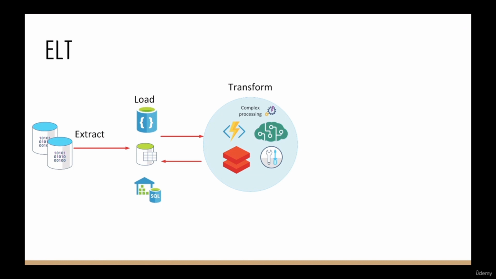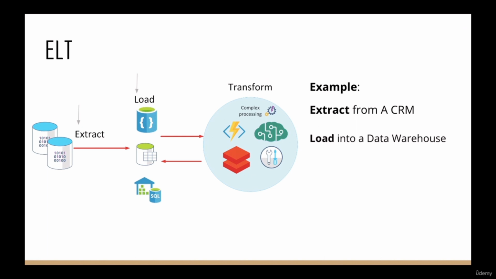So as we said, the E stands for extraction, and this first step involves copying data from the source system, for example, a CRM. The L stands for loading, and during the loading step, the pipeline replicates data from the source into the target system, which might be a data warehouse or a data lake. The letter T stands for transformation.